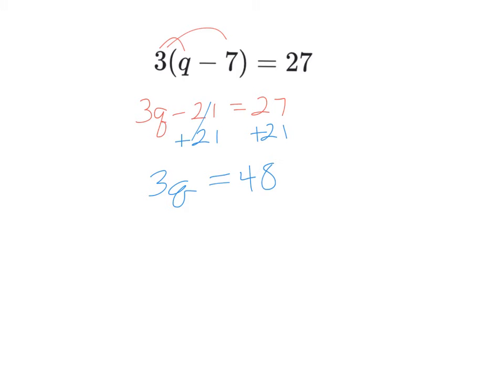And then, to get q by itself, I'm going to do the inverse of multiplying by 3. I'm going to divide by 3. I get q is equal to 16, I believe.